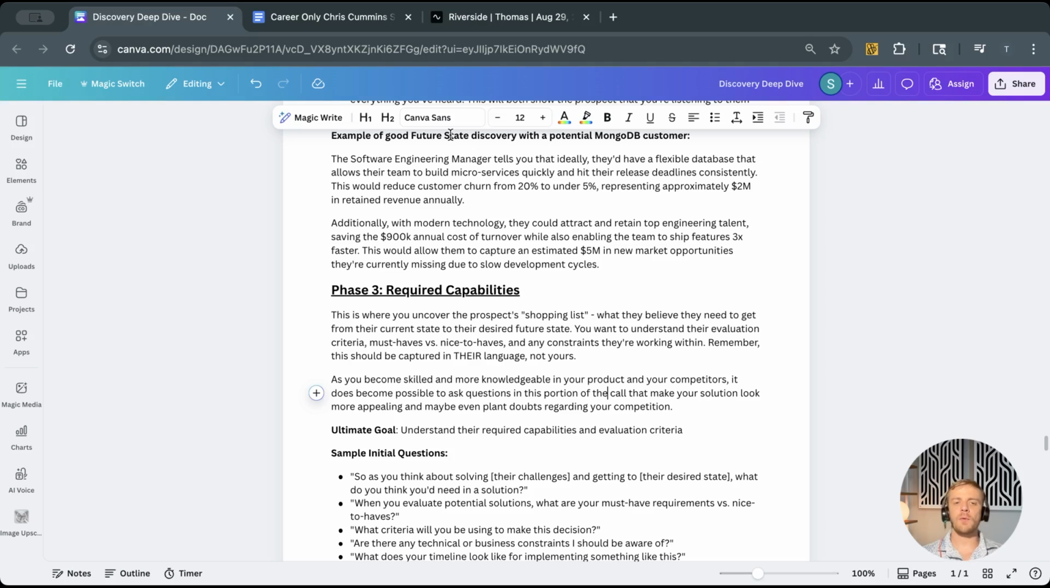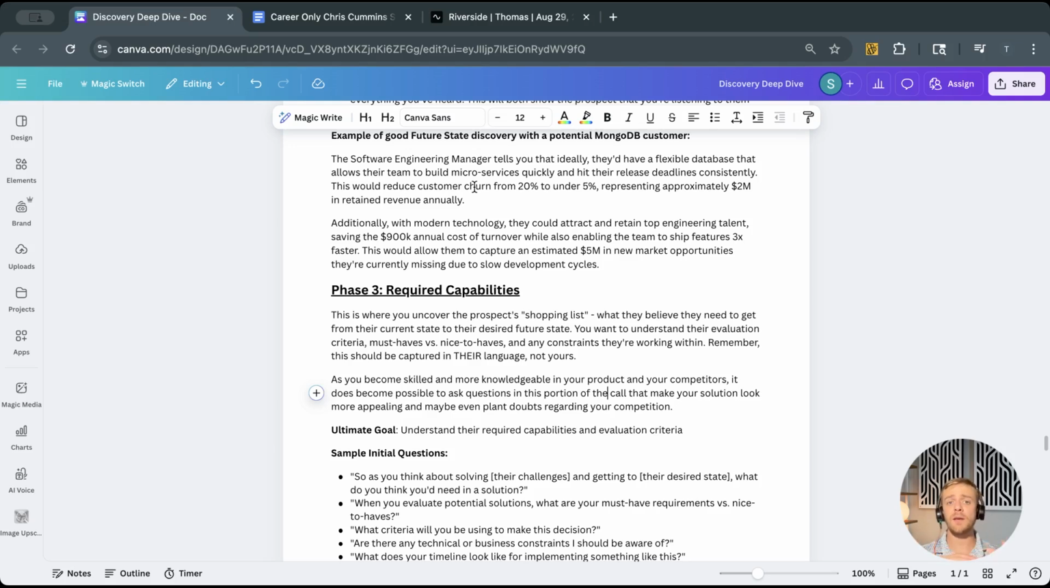Okay, phase three: required capabilities. This is where you uncover the prospect's shopping list, essentially what they believe they need to get from their current state to their desired future state. You want to understand their evaluation criteria, their must-haves, their nice-to-haves, and any constraints they're working within. Remember, this should be captured in the customer's language, not your language.